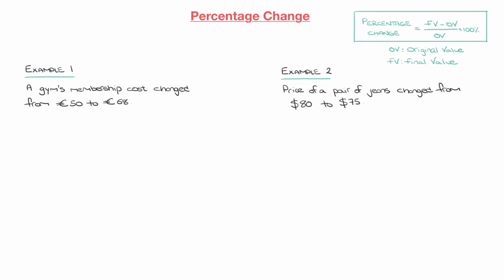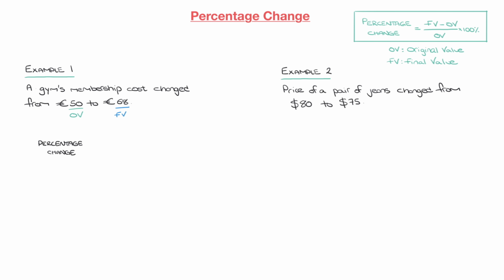First of all, let's make a note of the fact that the 50 euros we have here is the original gym membership cost. So I'll write that the 50 is the original value. And the 68 euros we have here, that's the final value, so that's capital FV. For all percentage change problems, I like to think of it as before and after. Whatever the value was before is the original value, and whatever it is after is the final value. Now that we've made a note of these two values, we're ready to calculate the percentage change.